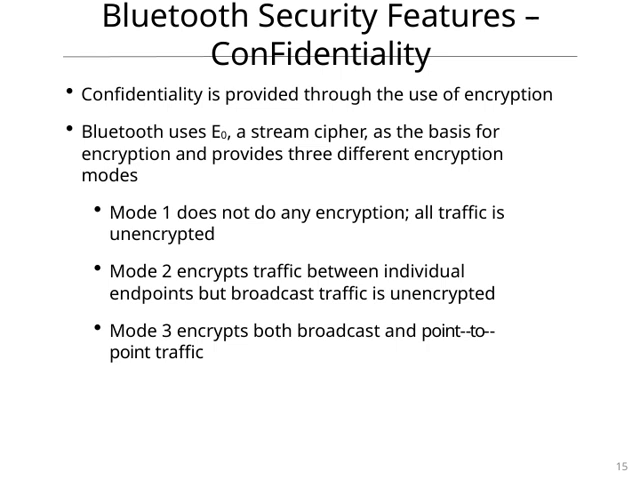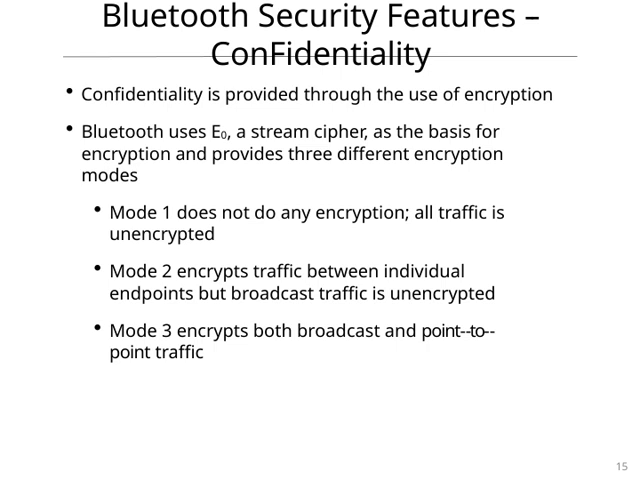Next, we have Mode 2. This mode encrypts the traffic between individual endpoints, so between 2 devices talking directly to each other. However, broadcast traffic, like data sent to multiple devices simultaneously, remains unencrypted in this mode. Finally, there's Mode 3, which offers the highest level of security among the 3. It encrypts both broadcast and point-to-point traffic, ensuring that all data exchanged over Bluetooth is protected from unauthorized access.